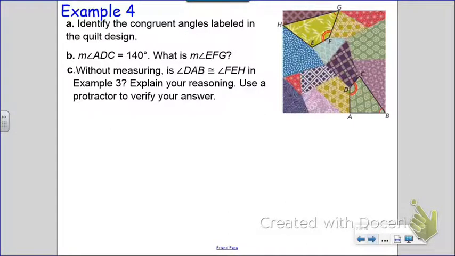Identify the congruent angles labeled in the quilt design. If the measure of angle ADC is 140, what is the measure of EFG? And without measuring, are the angles congruent from the example? Explain your reasoning. Use a protractor if we need to verify our answer. So congruent angles are the angles that are marked congruent in the drawing. So that will be our angle G and angle B are marked congruent, and then angle D would be congruent to angle F.